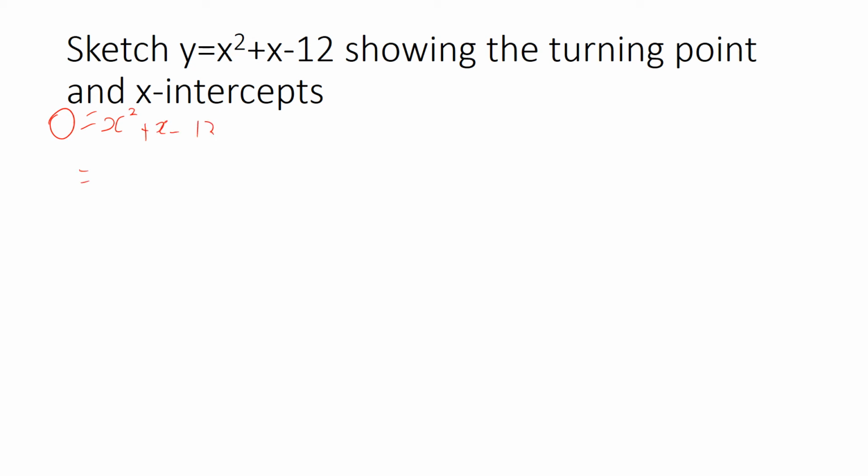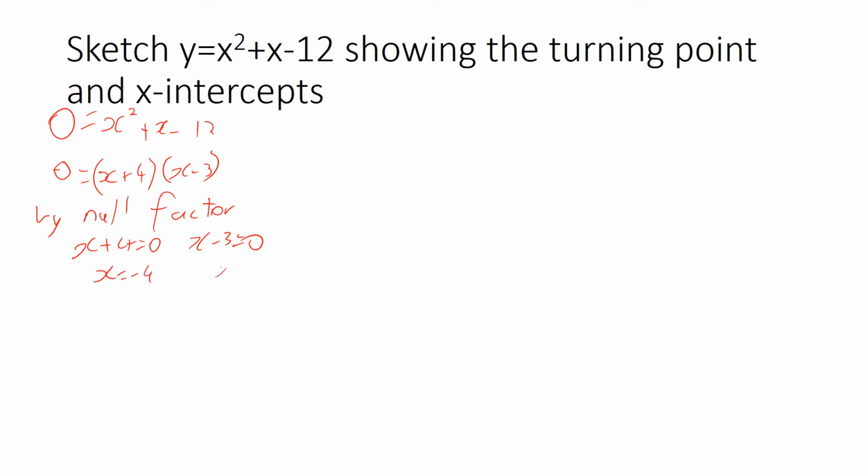Again, I'm going to skip over the factorizing. We're looking for factors of -12 that add to give +1. That's going to be 4 and -3. So we can say x plus 4, x minus 3. And then by null factor law, because we are currently in factorized form with the right-hand side equaling 0, x plus 4 equals 0, and x minus 3 equals 0. So x will be equal to -4, and x will also be equal to +3. These are our two x-intercepts.